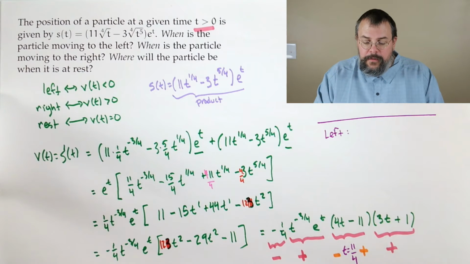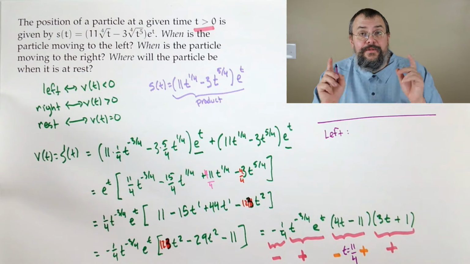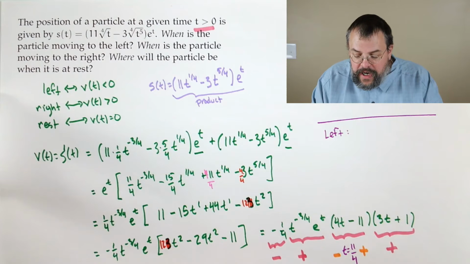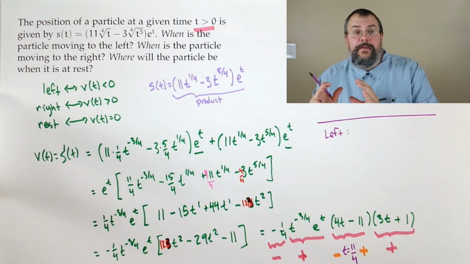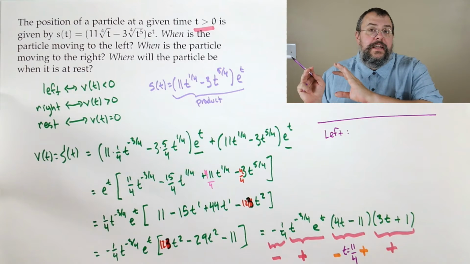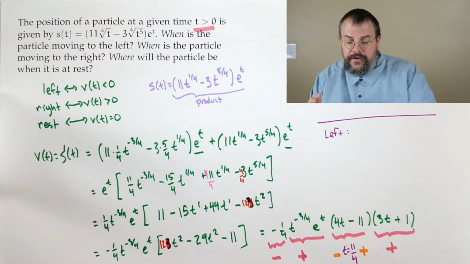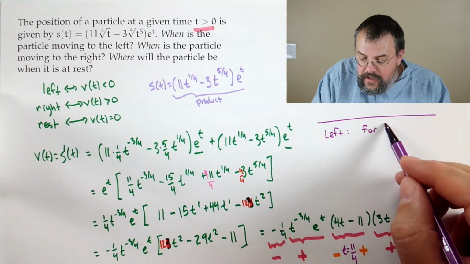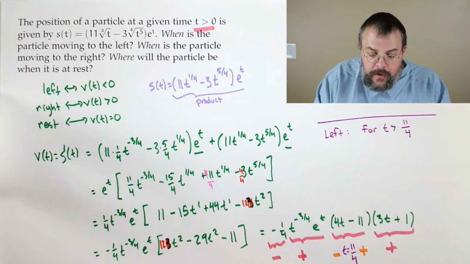At time 11 over 4, we're going to get negative, positive, 0, positive, which is 0. That's our rest. And after 11 over 4, negative, positive, positive, positive. So after that time 11 over 4, we are finally moving to the left. Okay, so we're moving left after 11 over 4. So moving left for t greater than 11 over 4.